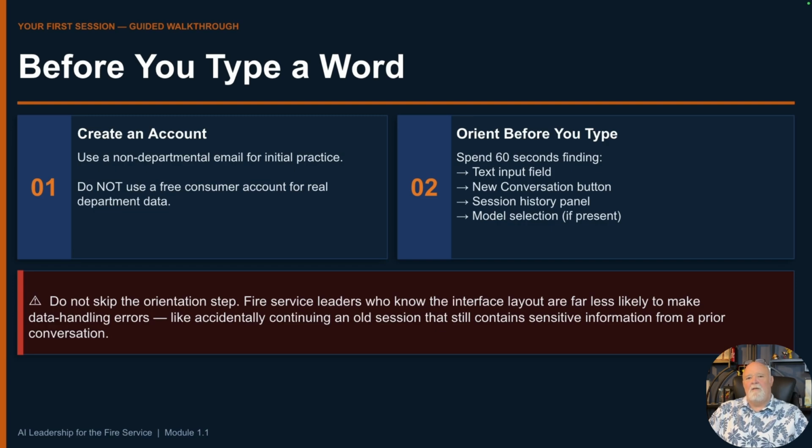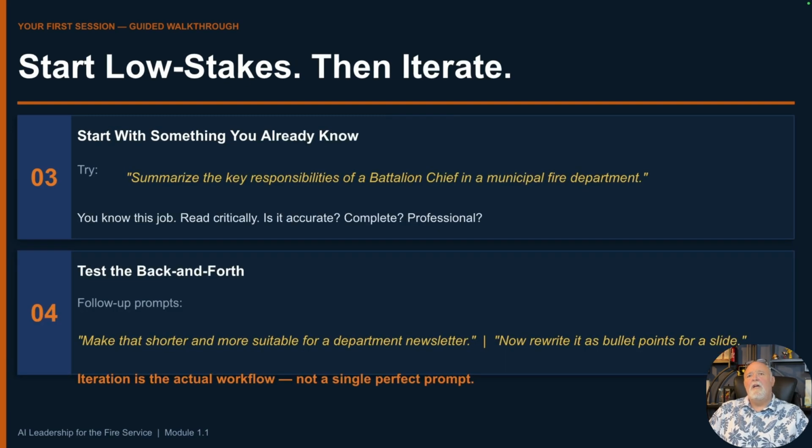Still with me? Good. Let's move on to step 3. Step 3, start with something you already know the answer to. This is intentional. When you're calibrating trust in a new tool, especially one your department may eventually rely on, you want to test its accuracy on something you can evaluate. If you ask it to summarize the role of a battalion chief and it misses something critical or gets something wrong, you'll know it immediately. Try the prompt on your screen now. Read the response. Was it right? Was it incomplete? Is the tone professional enough for a document? This critical reading habit is one of the most important skills you'll develop in this course.